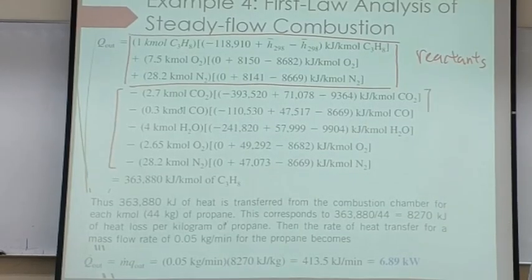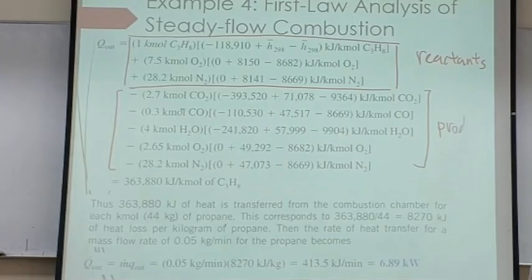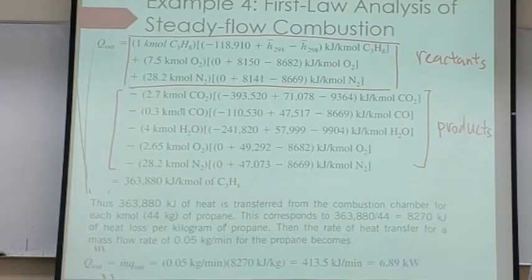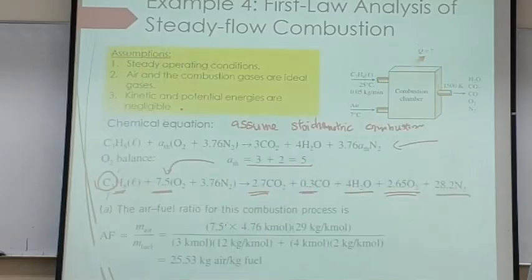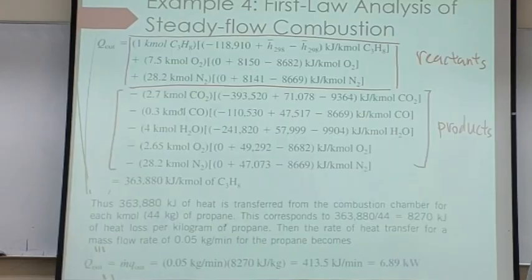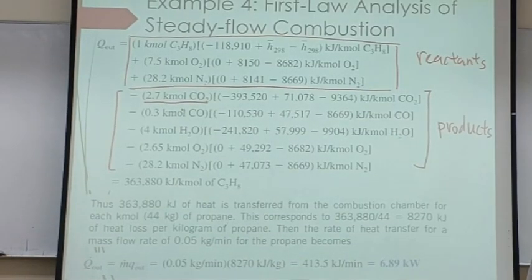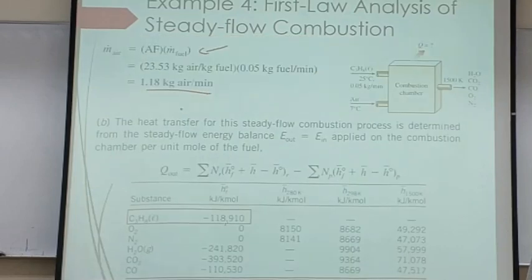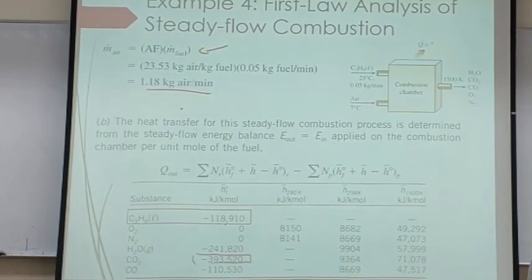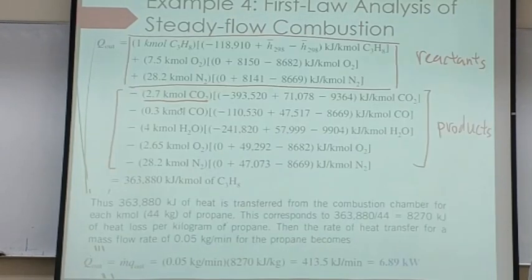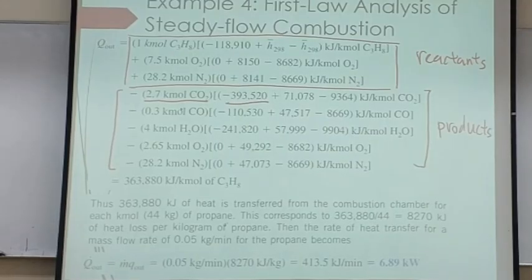Then these are the products. So product also same thing. So you look back at the product. So we look back at the equation first. So the first product is CO2, right? Okay. And we have 2.7 kilomole. So you can see CO2, 2.7 kilomole of CO2. Then HF of the CO2, 393. So this is the one.